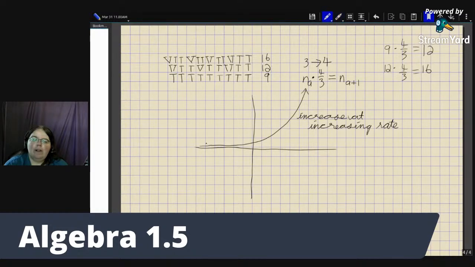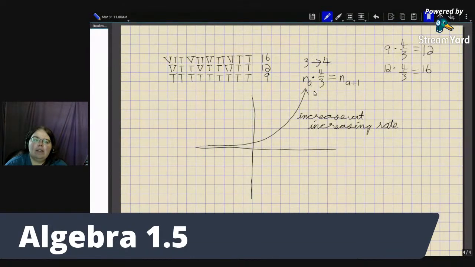There we go, just like we expected it to. And in general, that follows the pattern of a formula or a graph that is increasing at an increasing rate. So this function that shows us the number of rows is an exponential function. Well, why is it called exponential? We didn't put an exponent anywhere in that.